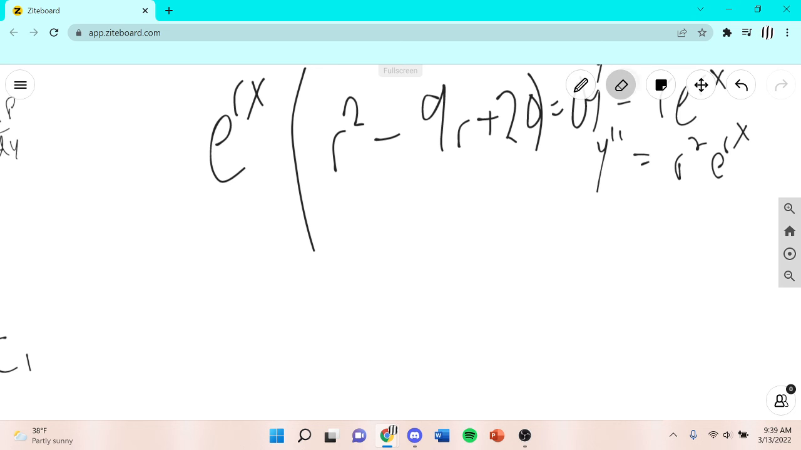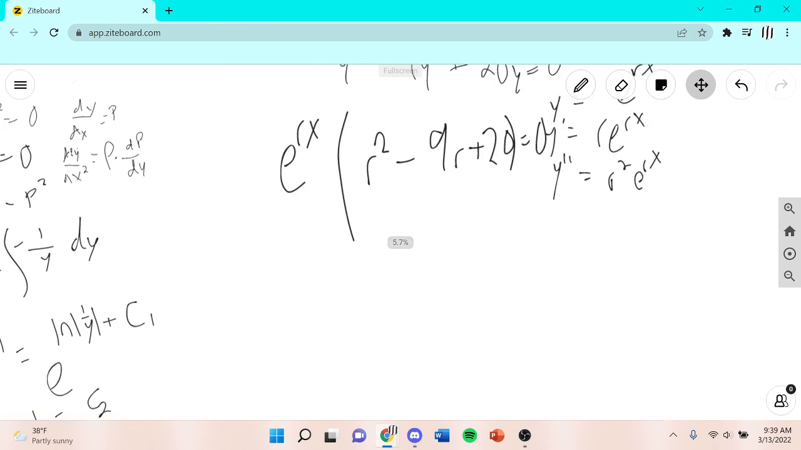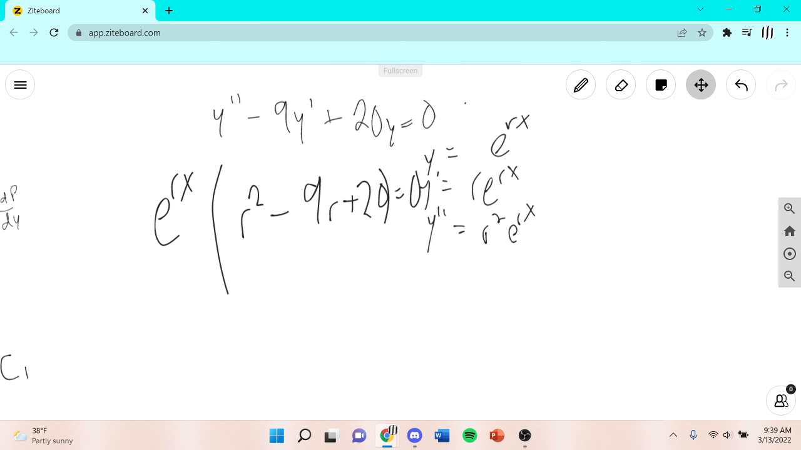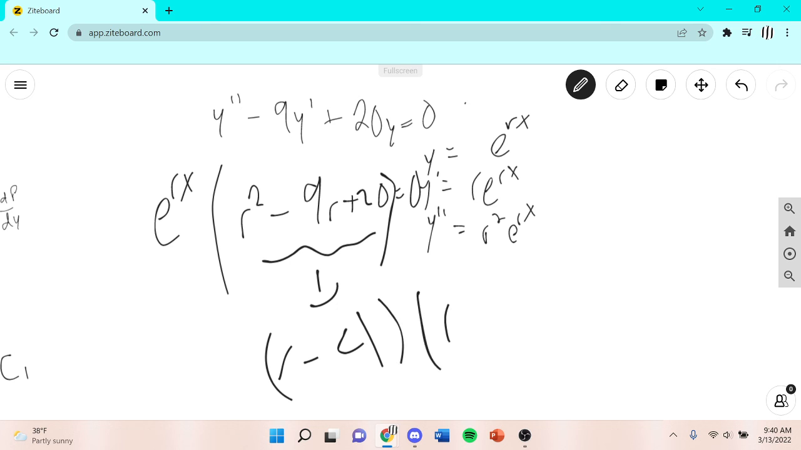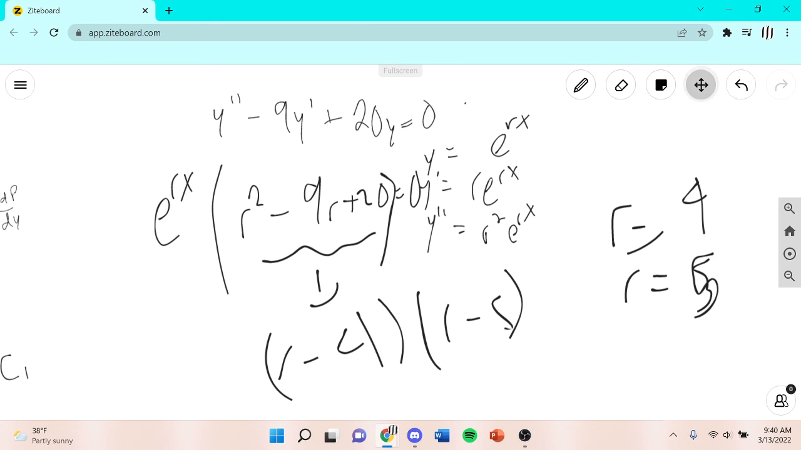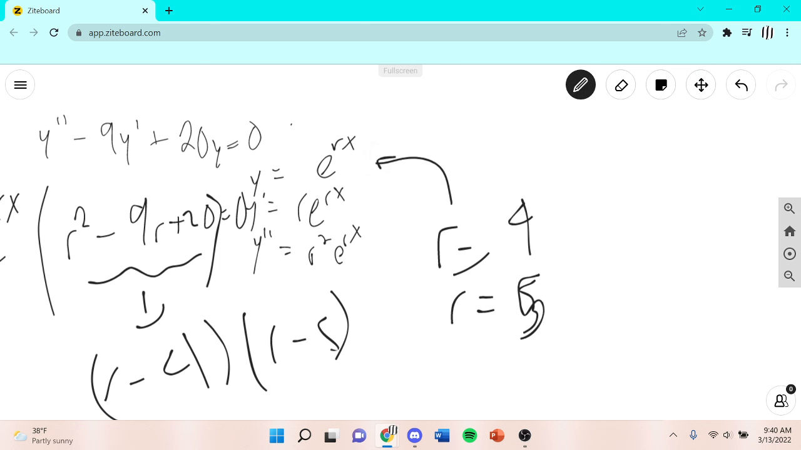So remember, e to the rx can actually never be 0, I don't think, maybe with complex numbers, but r squared minus 9r plus 20 is going to equal r minus 4 times r minus 5. To be set to 0, that means r is going to equal 4, or r is going to be equal to 5. And because we set our solution y to e to the rx, that means our solution is y equals e to the 4x, or y is equal to e to the 5x.